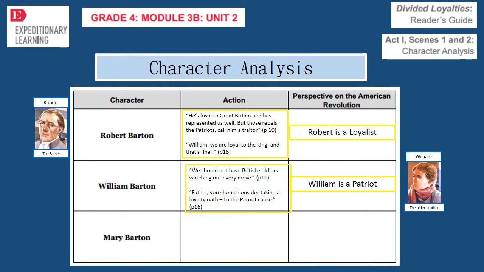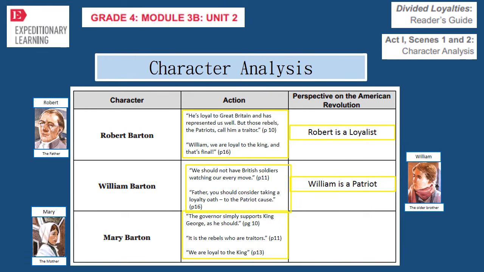the American Revolution. And finally, Mary Barton, some of the things that she said in the text were, the governor simply supports King George, as he should. That quote was found on page 10. She also said, it is the rebels who are traitors. That was on page 11. And finally on page 13, she said, we are loyal to the king. These are all quotes that help us figure out that Mary is a loyalist.